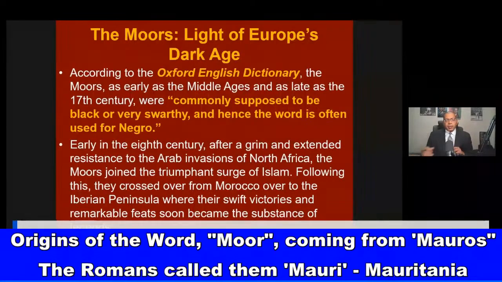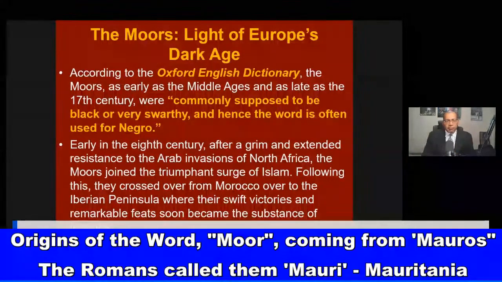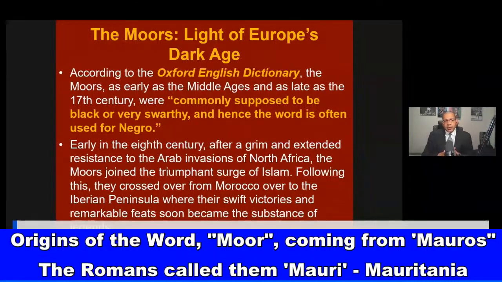Now, according to the Oxford English Dictionary, the Moors, as early as the Middle Ages and as late as the 17th century, were, quote, commonly supposed to be Black or very swarthy, and hence the word is often used for Negro, end quote. In the early 8th century, after a grim and extended resistance to the Arab invasions of North Africa, the Moors joined the triumphant surge of Islam. Following this, they crossed over from Morocco to the Iberian Peninsula, where their swift victories and remarkable feats soon became the substance of legends.